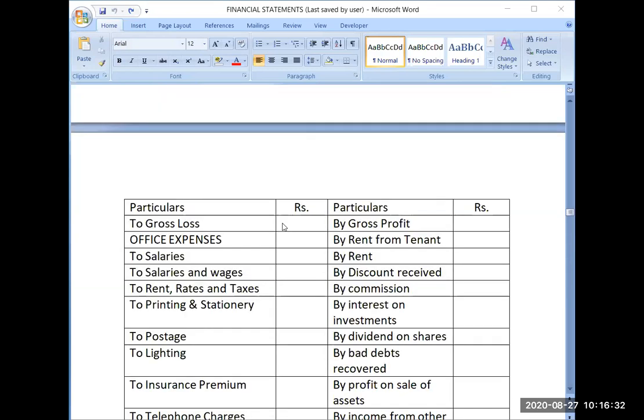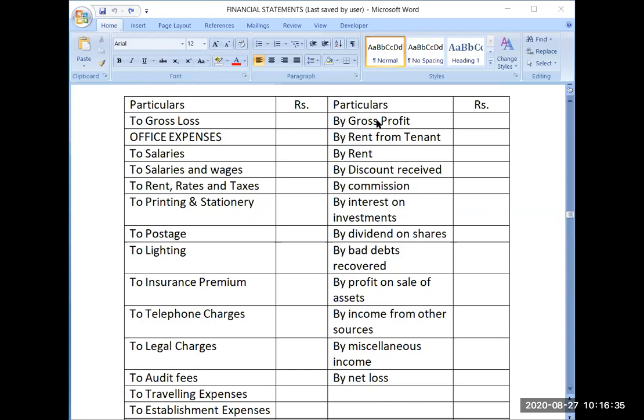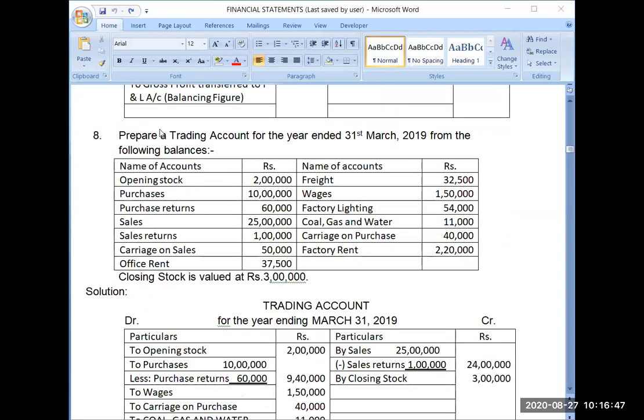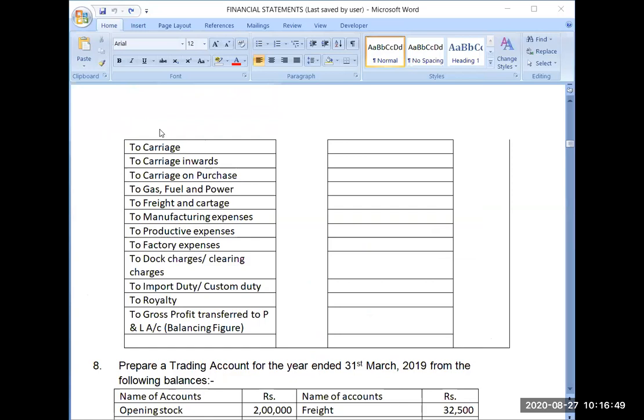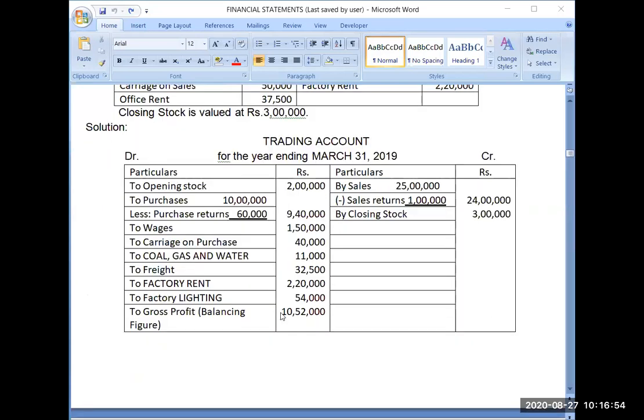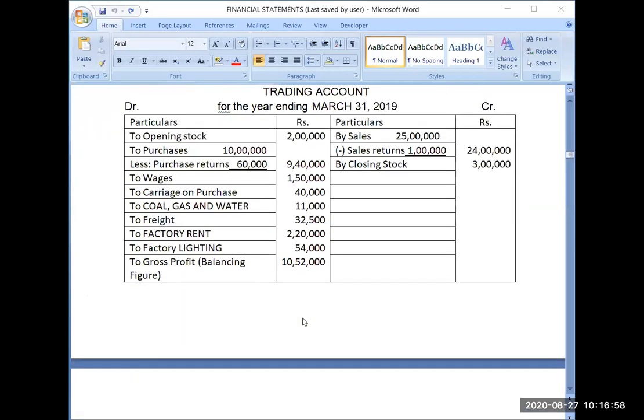Then now coming to the particulars, as we have discussed, your profit and loss will start from gross profit or gross loss, as the case may be. Now one question I want to ask: if I show you trading account, that this is the gross profit which we have calculated, which type of balance is it? Debit balance or credit balance?